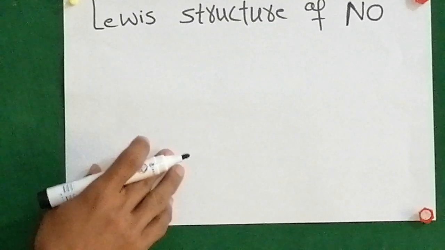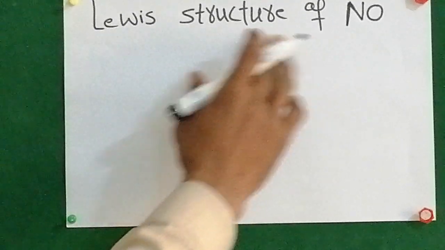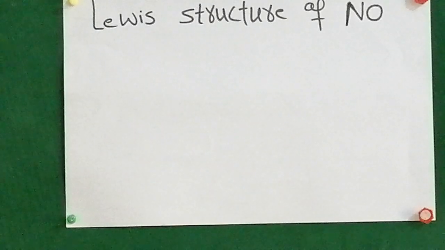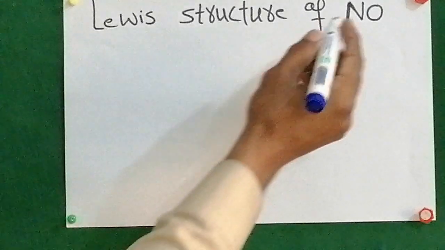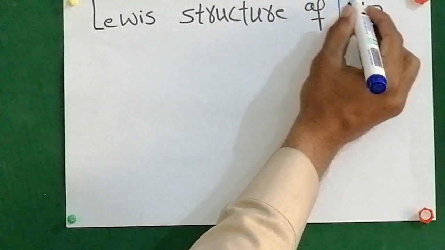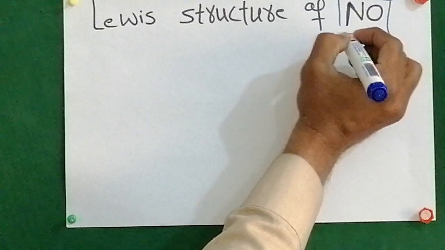Assalamu alaikum students. Today we are going to draw the Lewis structure of NO, and I am going to explain a trick, and by using this trick students can learn the Lewis structure of any compound and can draw it. So today I am going to explain the Lewis structure of nitrogen oxide, which is NO.